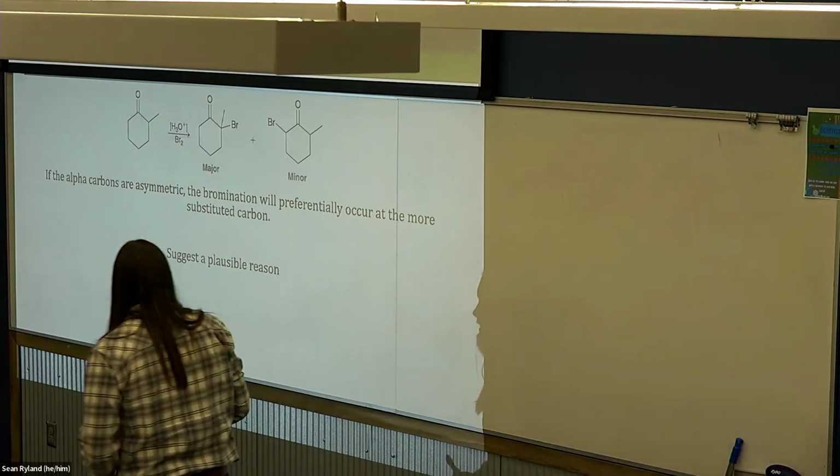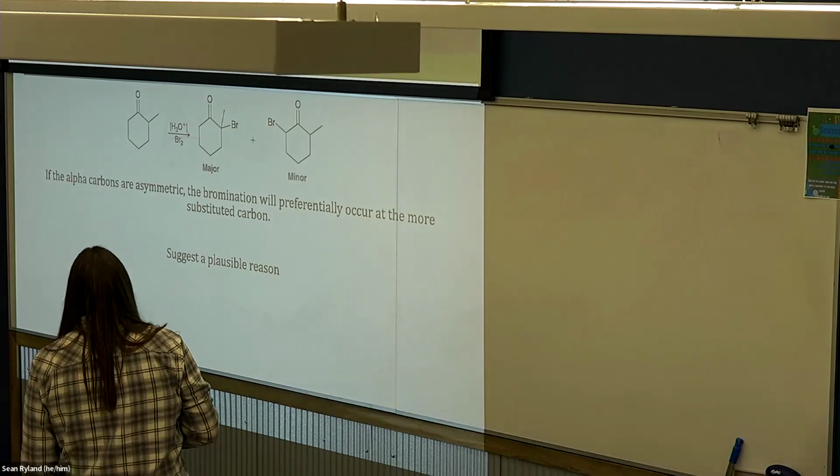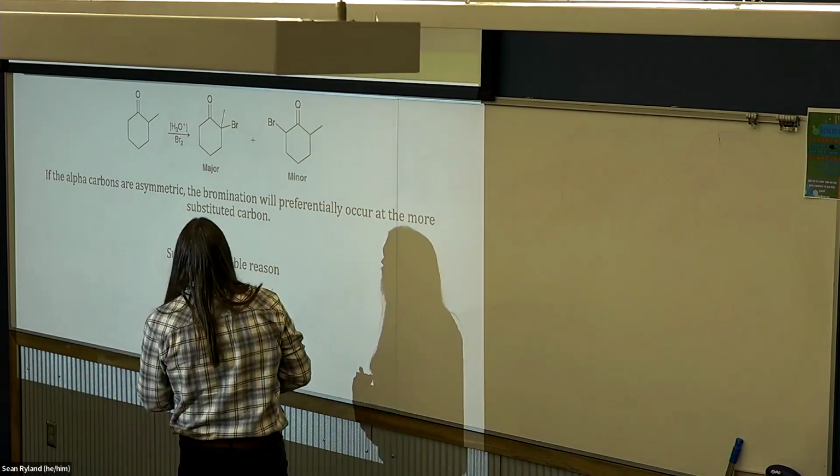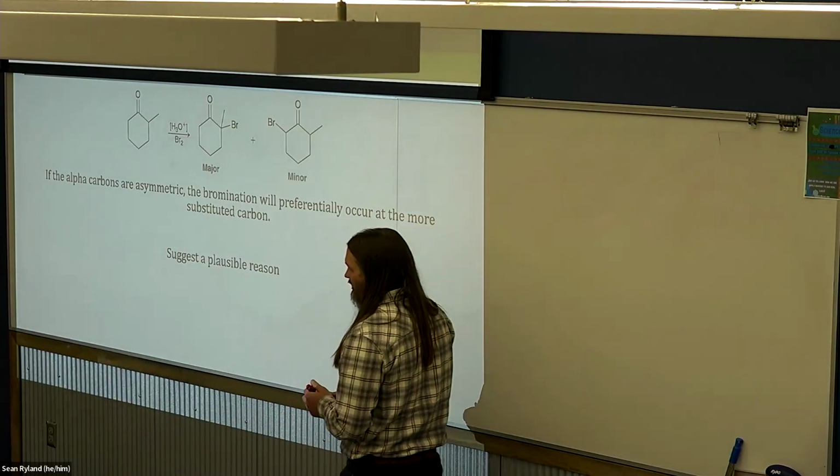All right, here's a puzzle for you. If the carbons are asymmetric, the bromination will preferentially occur at the more substituted carbon.